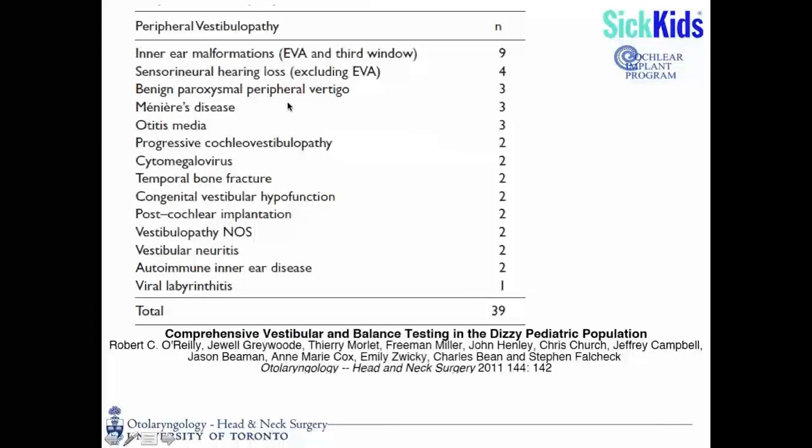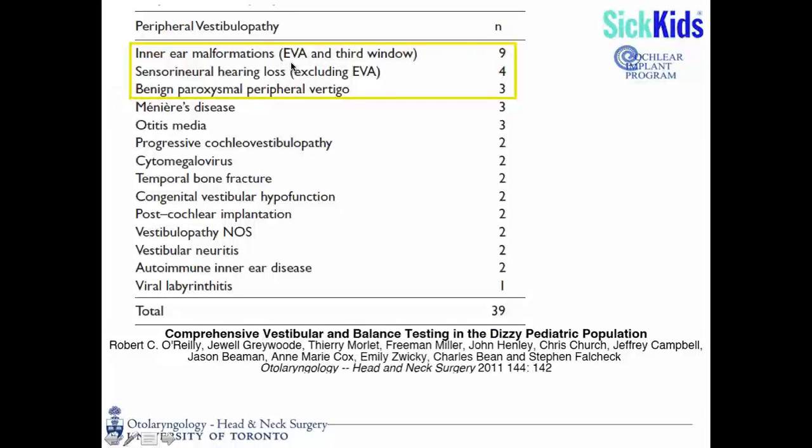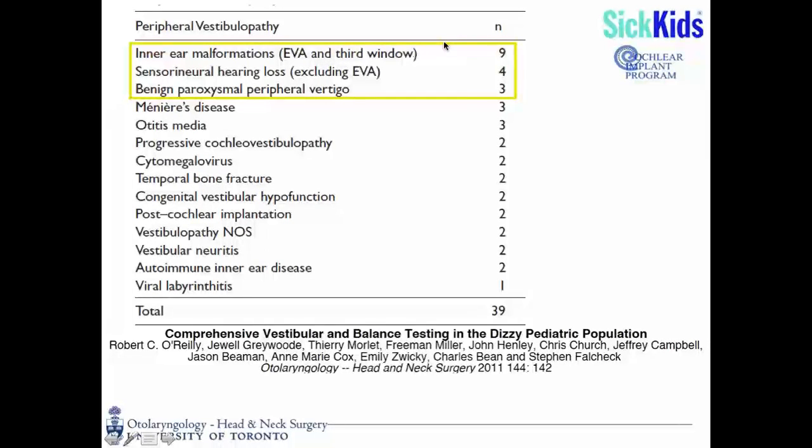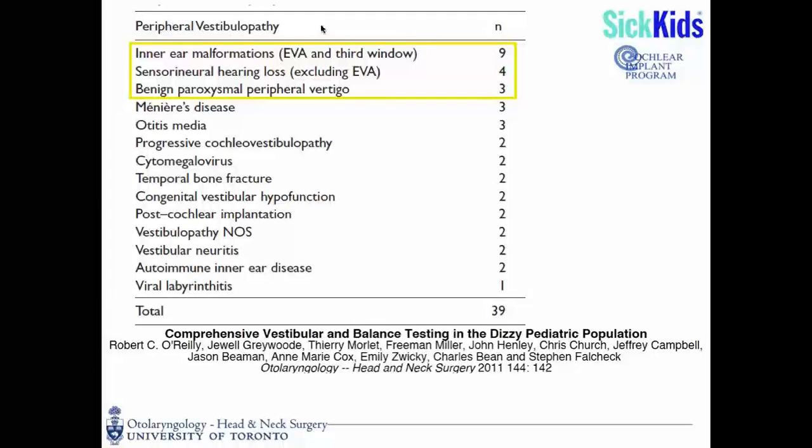So when we look at the diagnoses, the most common is inner ear malformations. These are going to be children who, for the most part, have an associated hearing loss or an anomaly that affects both the cochlea and the vestibular end organs. Second most common, again in a similar vein, are those children with sensorineural hearing loss.